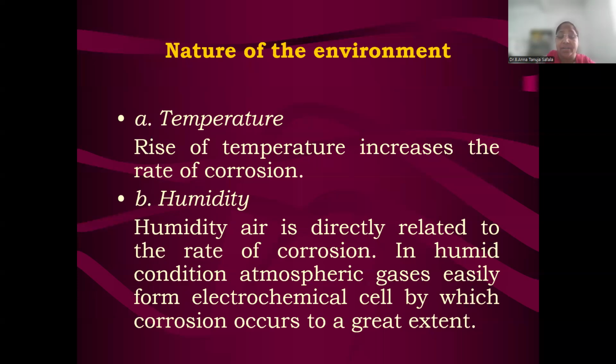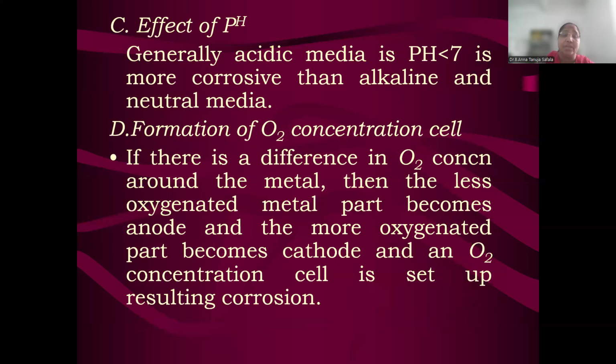Similarly, humidity. The higher the humidity, the higher the rate of corrosion, because humidity will enhance greater electrochemical corrosion cell formation. So that's why the rate of corrosion would be greater. Then if we come to the other part, that is the effect of pH. In general, all metals participate in corrosion in an acidic environment, whereas in alkaline and neutral environments, the rates of corrosion are less.